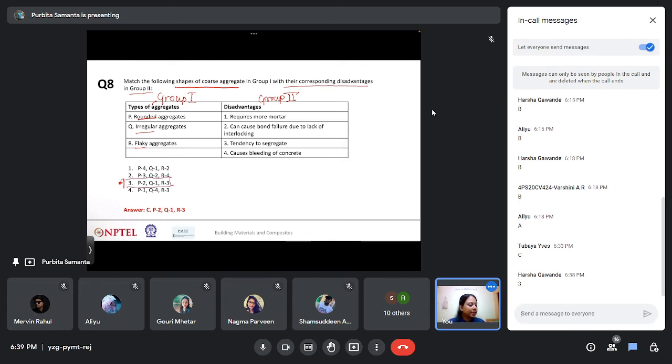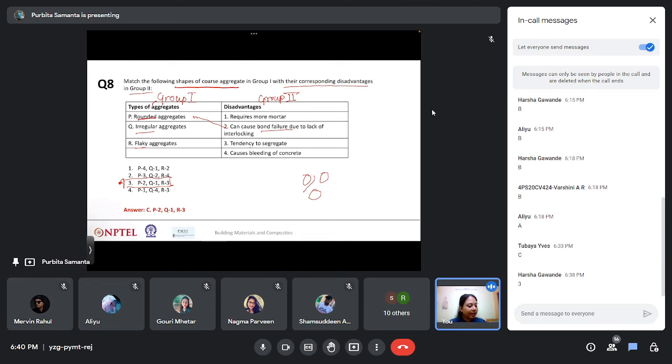This one. So P3, which means that basically rounded aggregates have the tendency to segregate. Why? Sorry, P2, because rounded aggregates cause bond failure, because they are shaped like this, and as a matter of fact the interlocking does not happen amongst the coarse aggregates along with the binder that we are using. So binder can be anything, it can be cement, it can be lime, but here since we are talking of cement concrete, we will consider that cement is the binder material. So there can be bond failure due to this lack of interlocking.